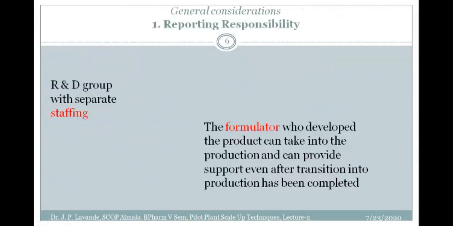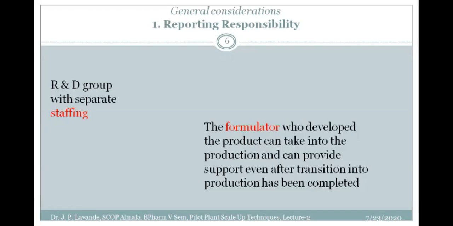So the first is the reporting responsibility. As far as the responsibilities are concerned, they are on the shoulders of the R&D personnel, R&D staff who are working, who are modifying, who are designing a particular formula. But the same kind of responsibility is also on the formulator. They both have to share the responsibility, and these two will be held responsible for reporting the details associated with the formula.